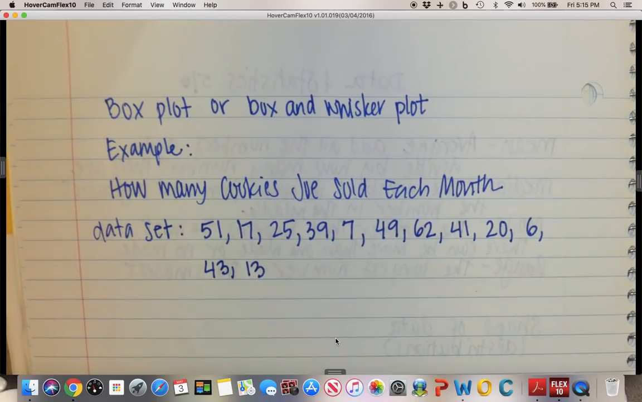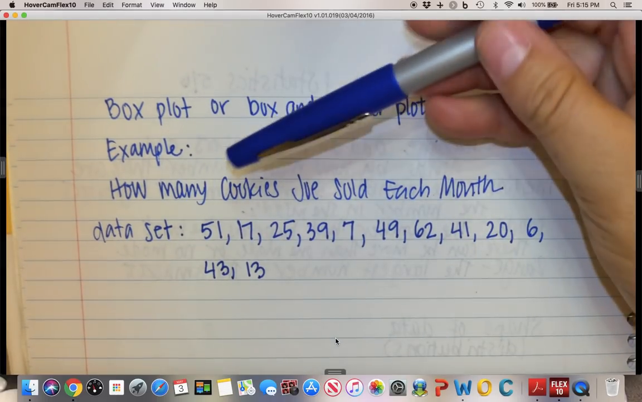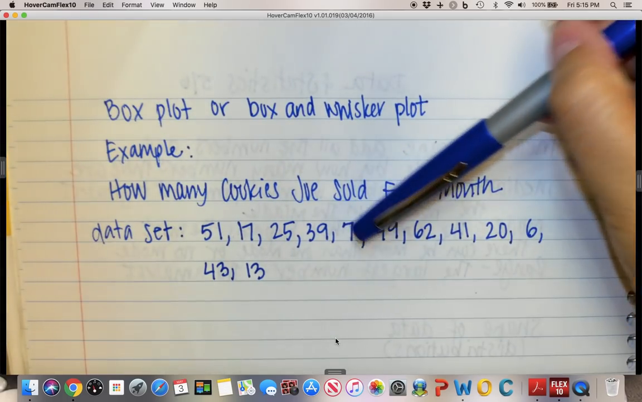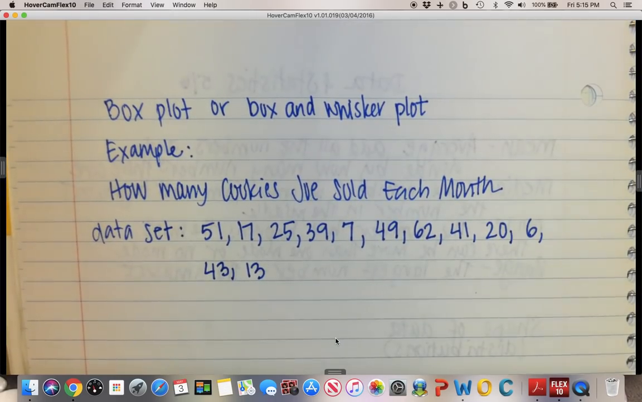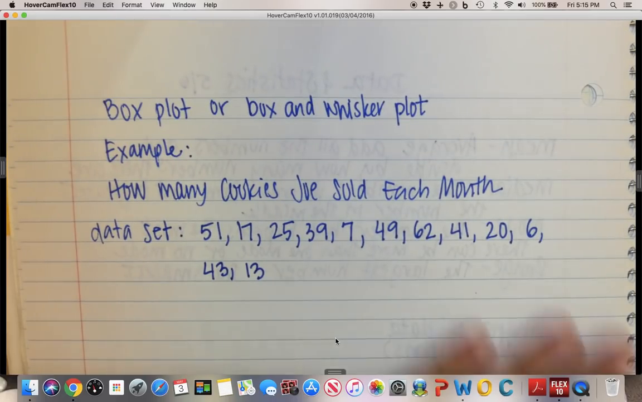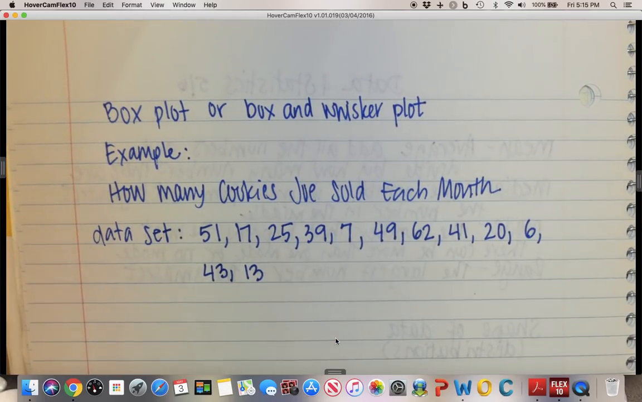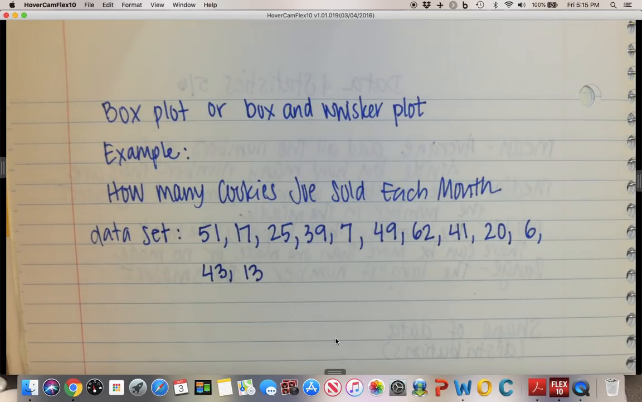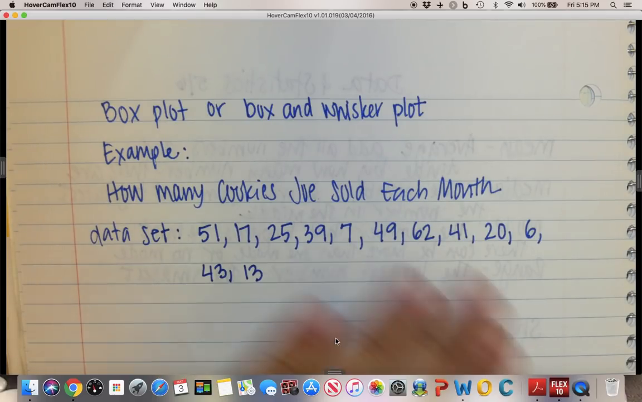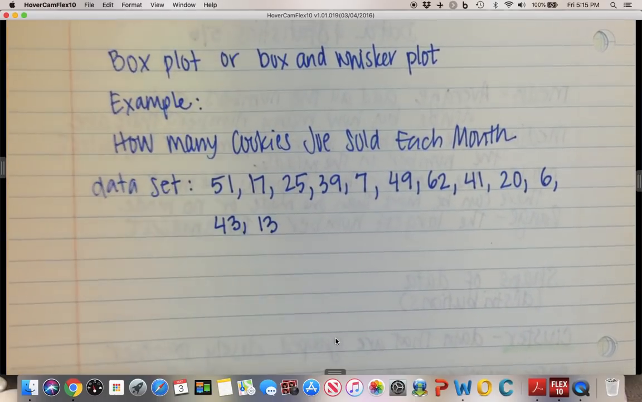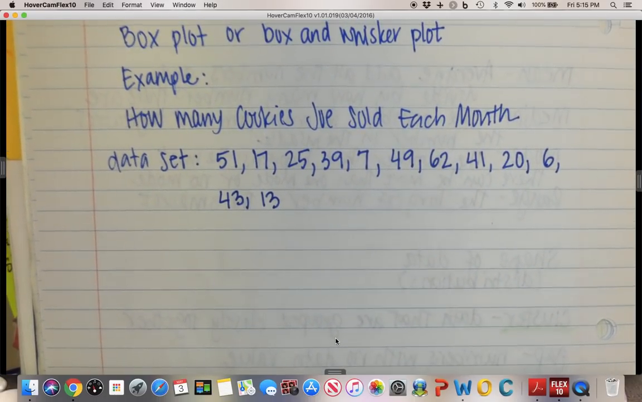So how many pieces are in our data set? That just means let's count up the numbers. 1, 2, 3, 4, 5, 6, 7, 8, 9, 10, 11, 12. That's a full year. So there are 12 points in our data set of the amount of cookies Joe sold every month for a year. A box and whisker plot is just a 5-number summary that describes this data set. So I'm going to show you how we get a 5-number summary.